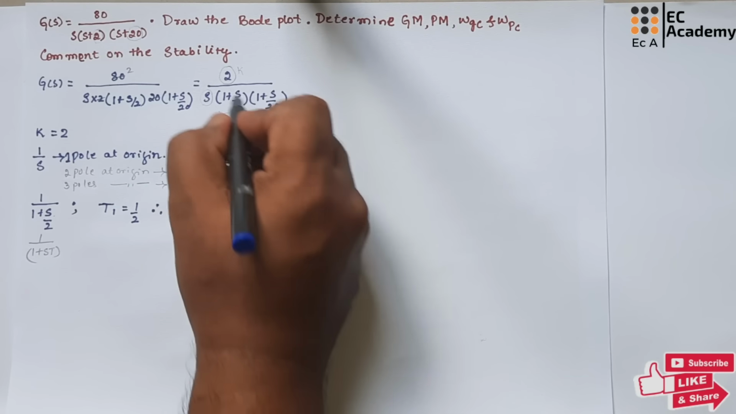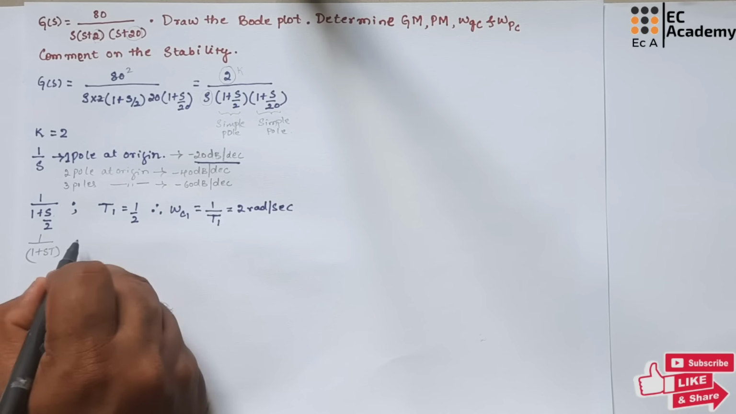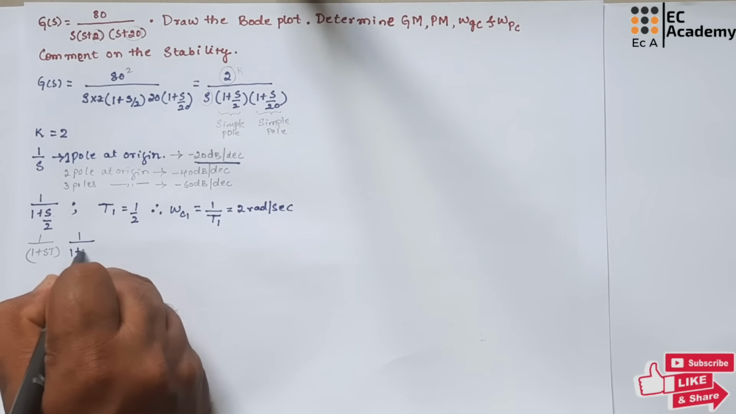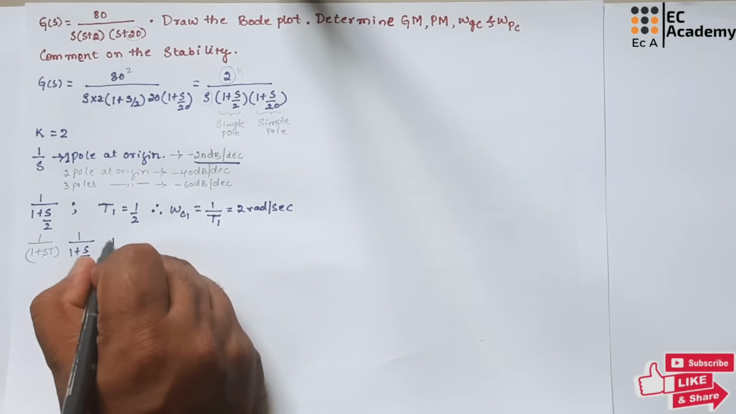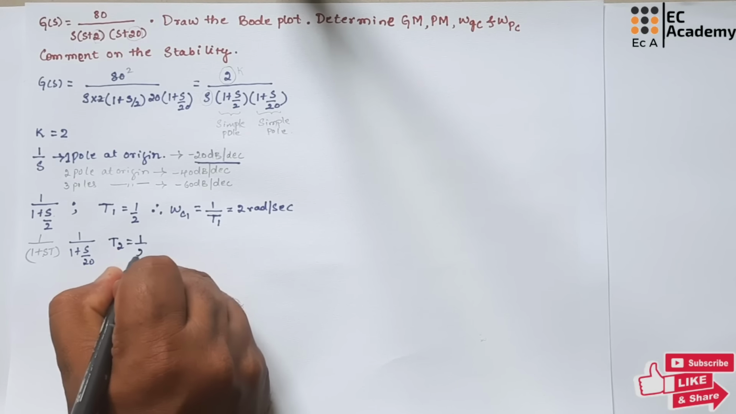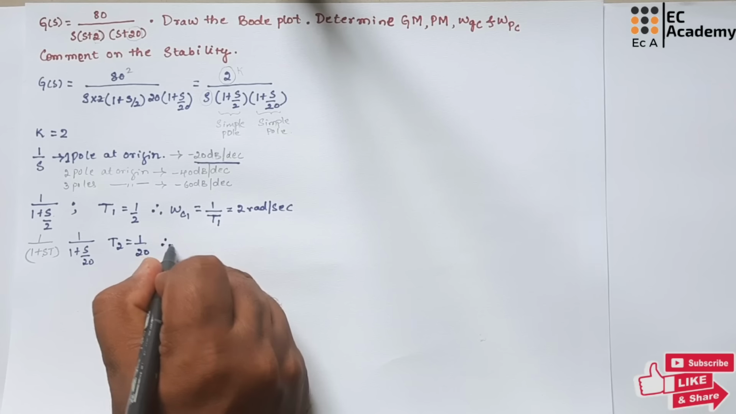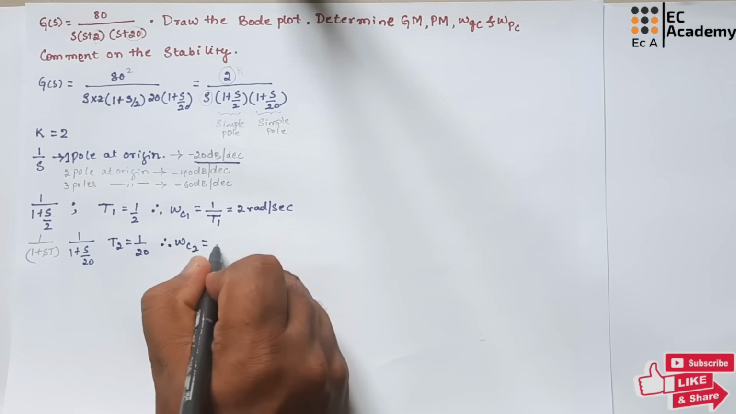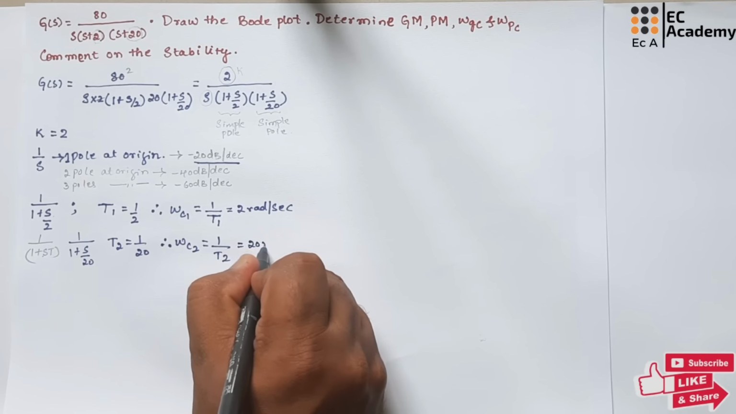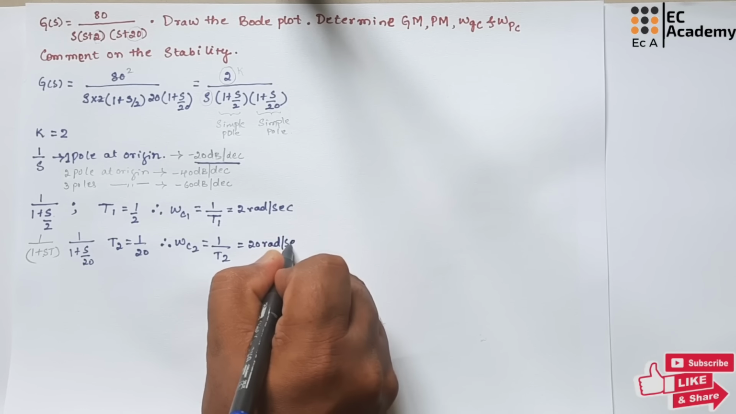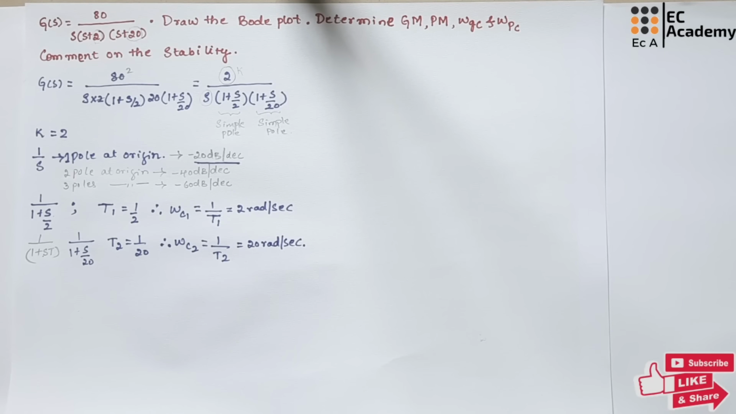So we are having one more simple pole. We can write that as 1 divided by 1 plus s by 20. If we compare this with standard equation, we get T2 is equal to 1 by 20. Therefore we can say omega c2 is equal to 1 by T2. So this is 20 radians per second. So these are the analysis which we need to do for all the problems. Whatever problem they give, first step we need to do this analysis.